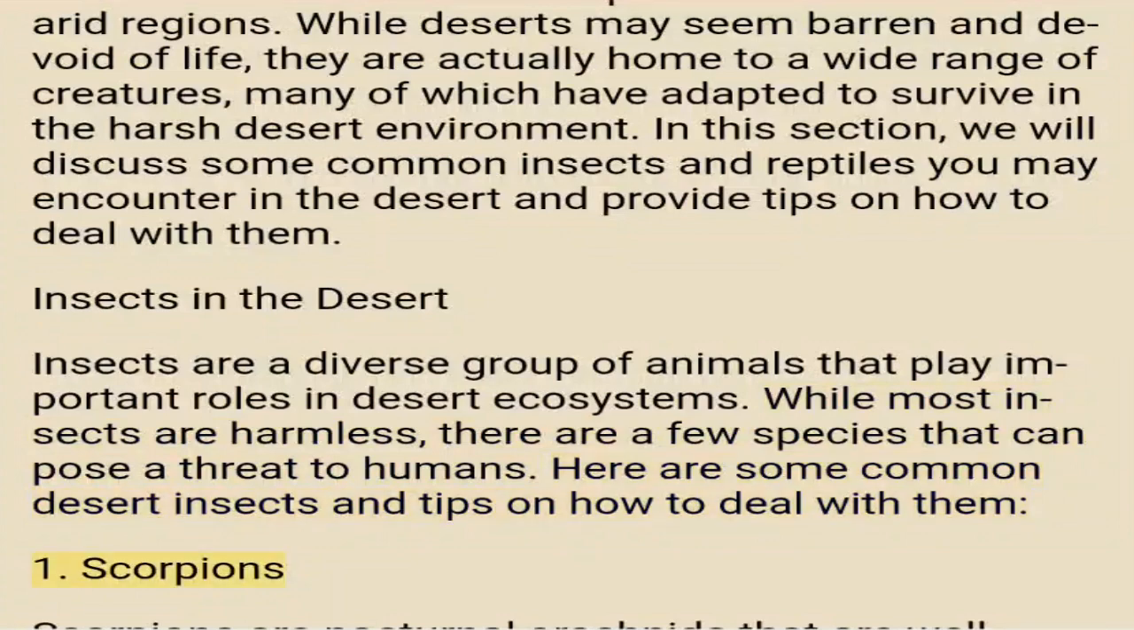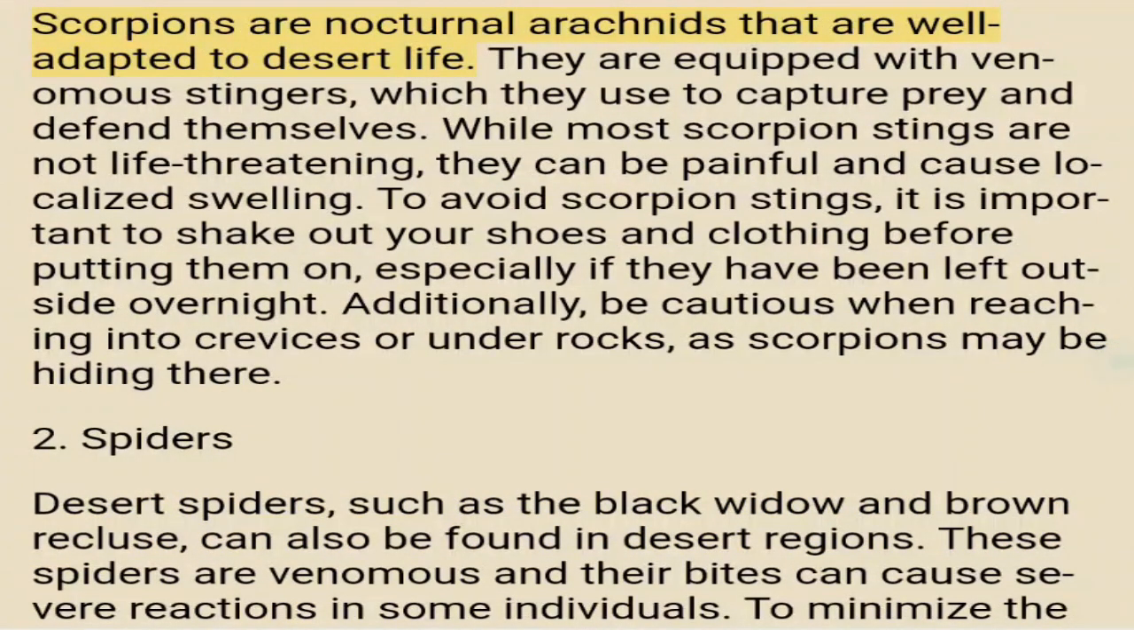1. Scorpions. Scorpions are nocturnal arachnids that are well adapted to desert life. They are equipped with venomous stingers, which they use to capture prey and defend themselves. While most scorpion stings are not life-threatening, they can be painful and cause localized swelling. To avoid scorpion stings, it is important to shake out your shoes and clothing before putting them on, especially if they have been left outside overnight. Additionally, be cautious when reaching into crevices or under rocks, as scorpions may be hiding there.